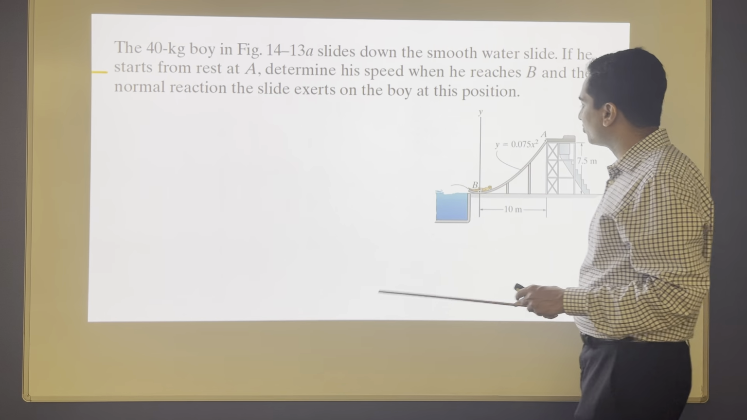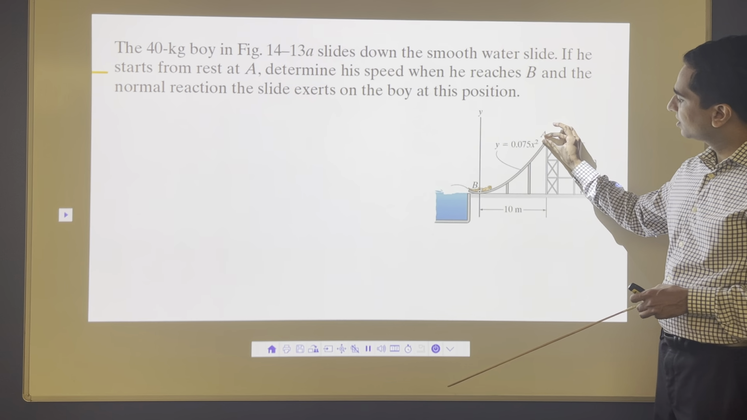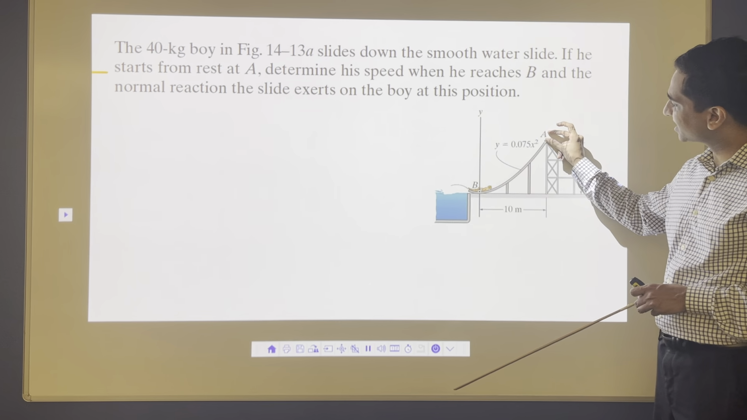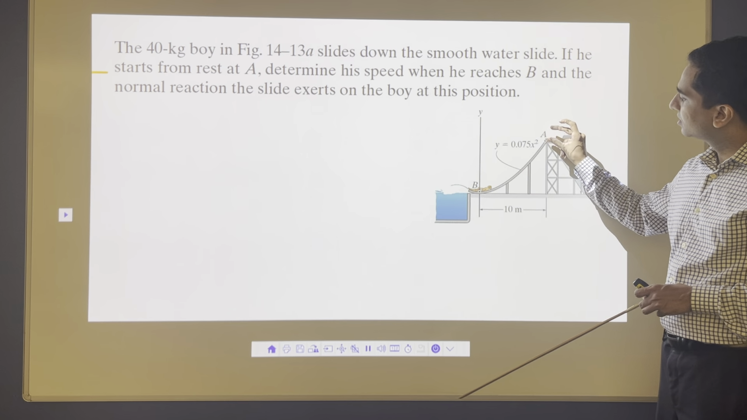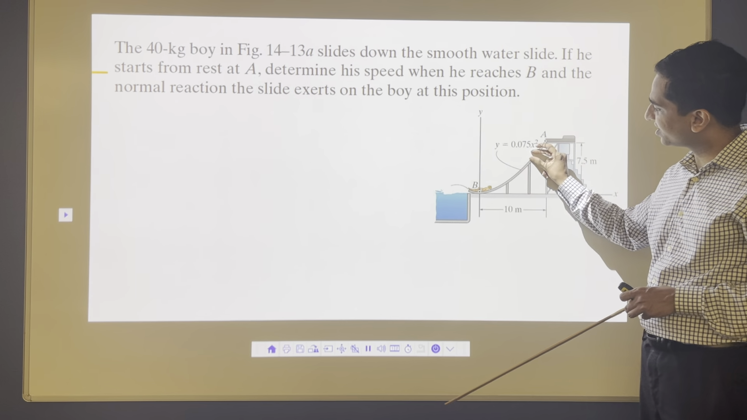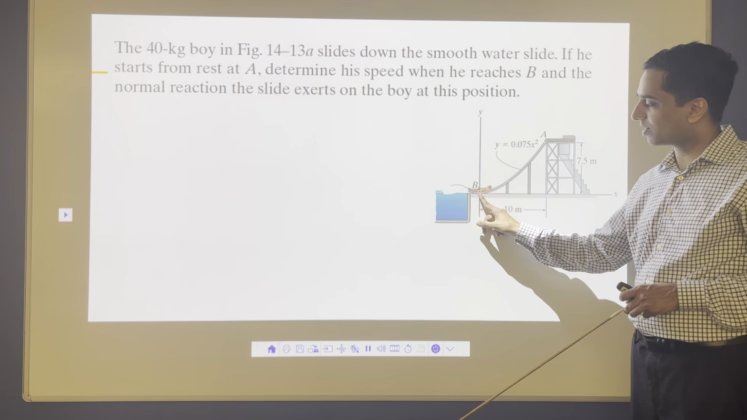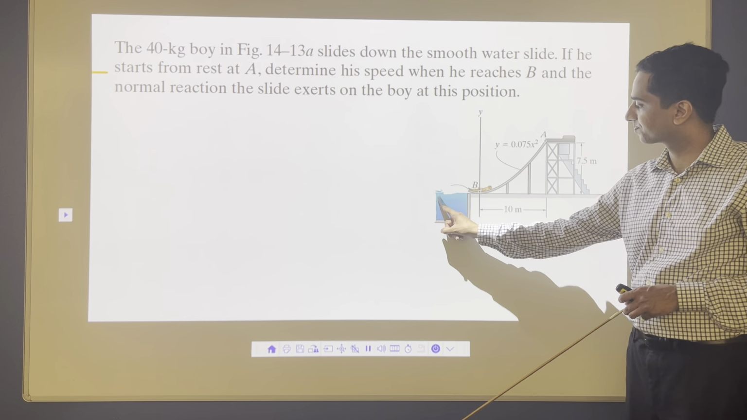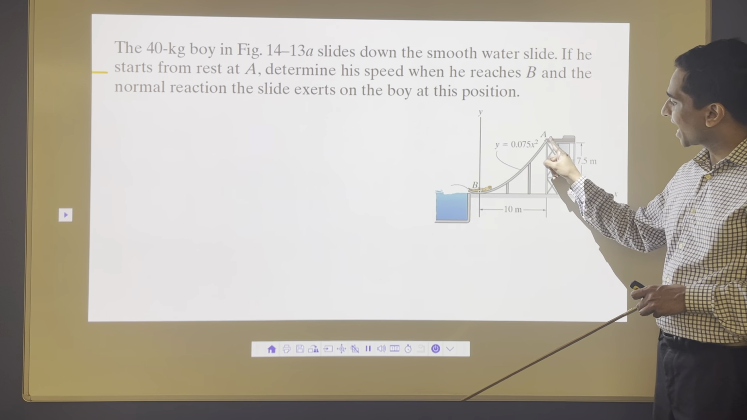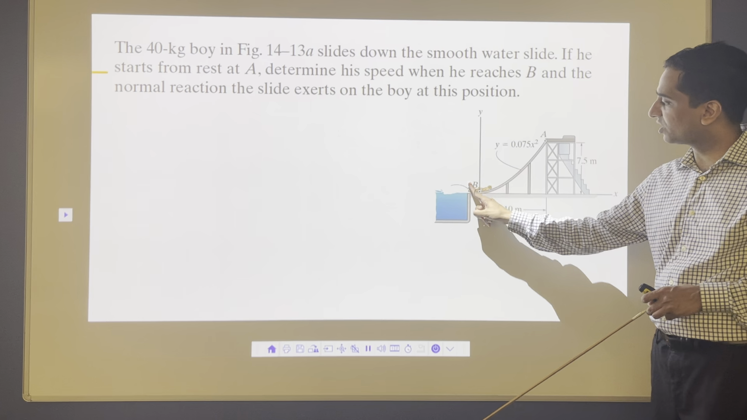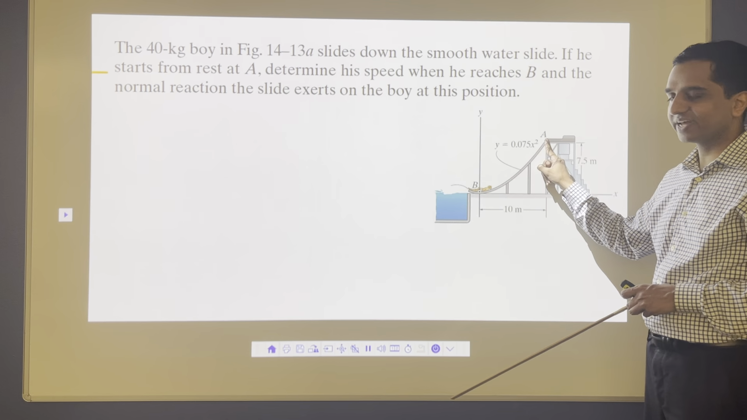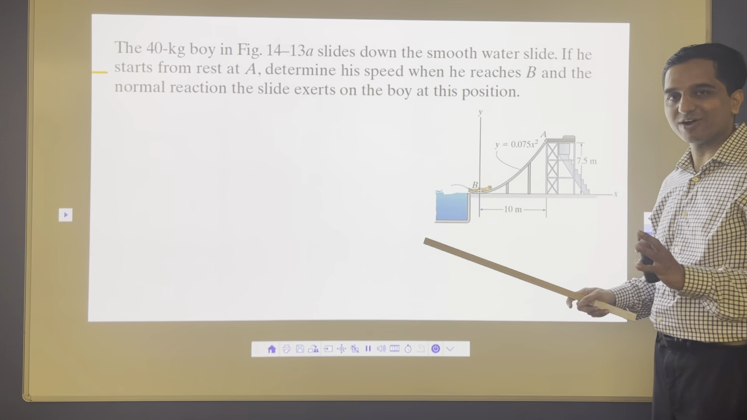This is a problem in which there is a boy and he's enjoying this water slide. So what's going to happen? He starts at point A at rest. So the initial velocity at point A is 0, and then this boy is going to slide down to point B, and from point B he is going to jump into this pool. The total height is 7.5 meters. As he comes down here, what we want to find out is his final velocity just before the jump, the velocity at point B. Velocity at point A is 0. Velocity at point B, we have to find out.